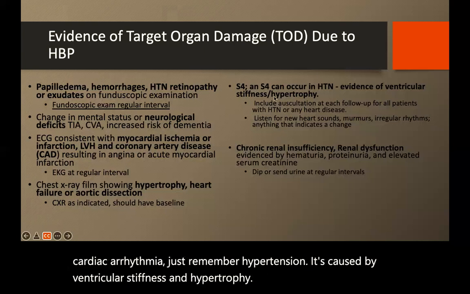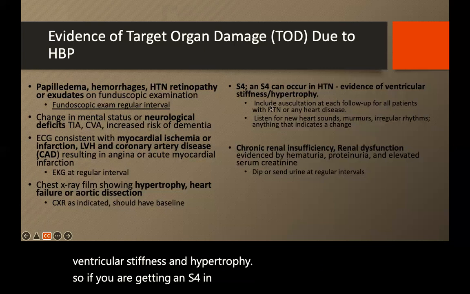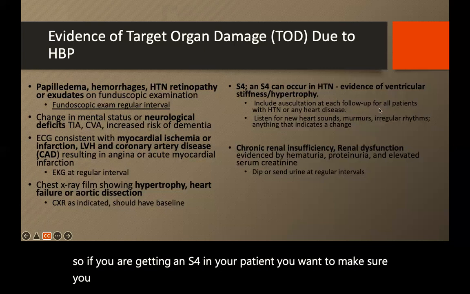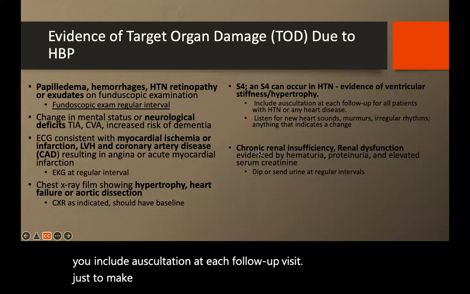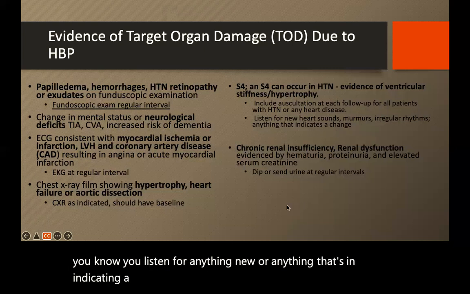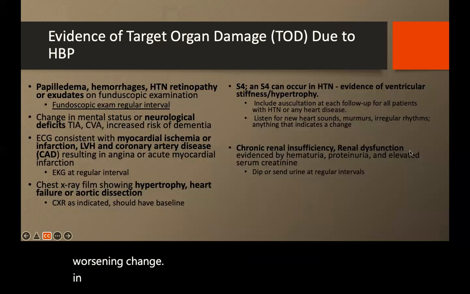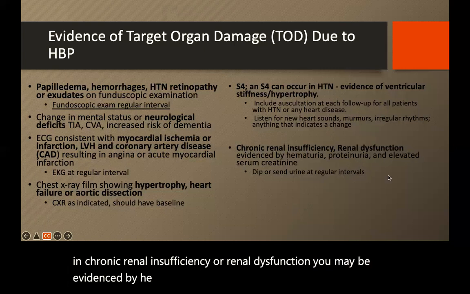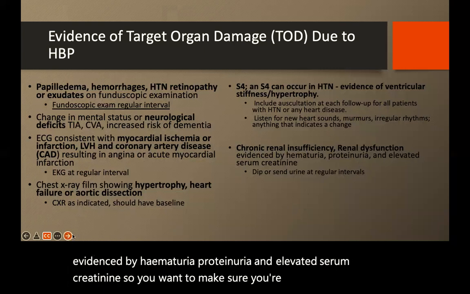So if you are getting an S4 in your patient, you want to make sure you include auscultation at each follow-up visit, just to make sure that it's not becoming more pronounced, and listen for anything new or anything that's indicating a worsening change. In chronic renal insufficiency or renal dysfunction, you may see hematuria, proteinuria, and elevated serum creatinine. So you want to make sure you're sending urine at regular intervals for testing.